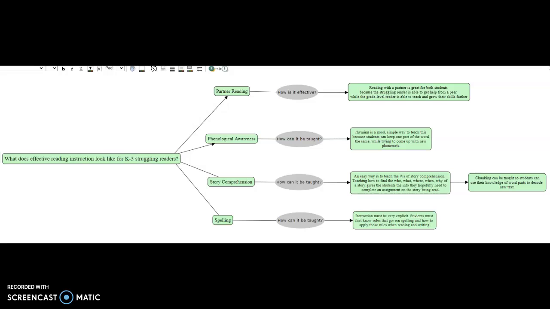I'm looking forward to hopefully growing this into a much larger one with a lot smaller text, so I can fit way, way more on this. But this is just sort of the first couple ideas that I had about what effective reading instruction might look like for a K through 5 reader who is struggling.